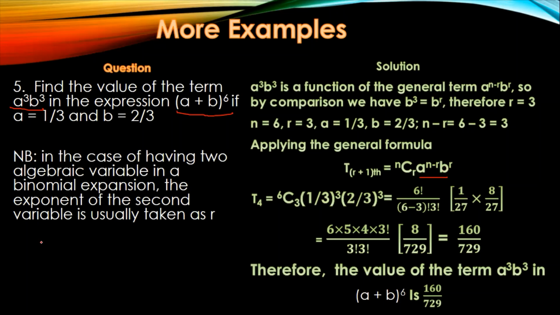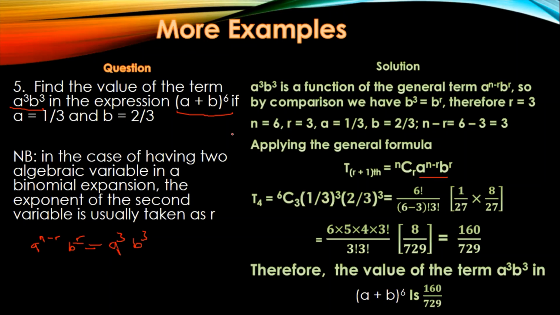So if we say a raised to the power of n minus r and b raised to the power of r, and we have an expression to be a raised to the power of 3, b raised to the power of 3, we can see that this exponent of a, which is 3, is gotten from n minus r, but the exponent of b, which is 3 here also, is gotten from the value of r. So we can just take the value of the exponent of b as the value of our r. Do we understand that? Yes. So having known that, now let's continue our question.